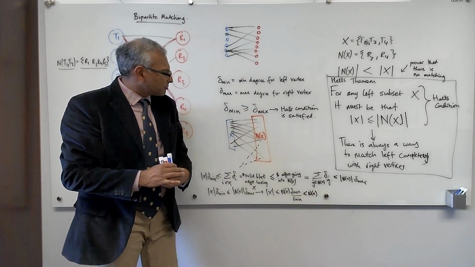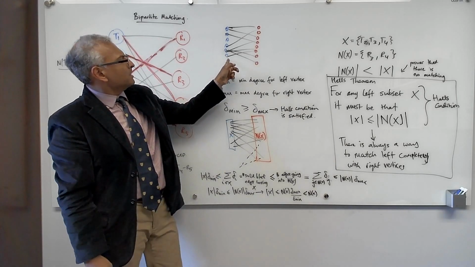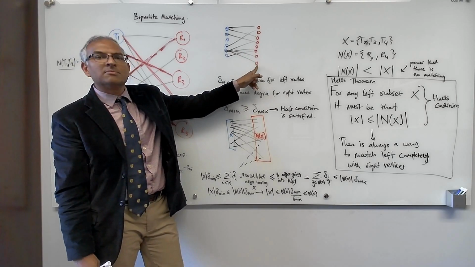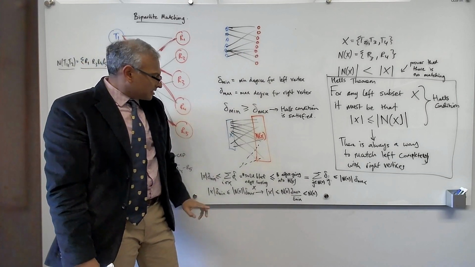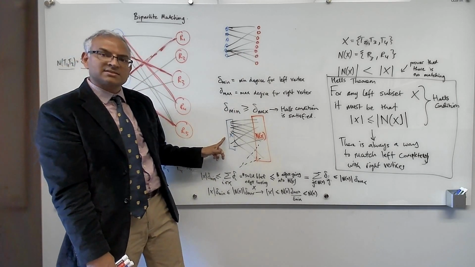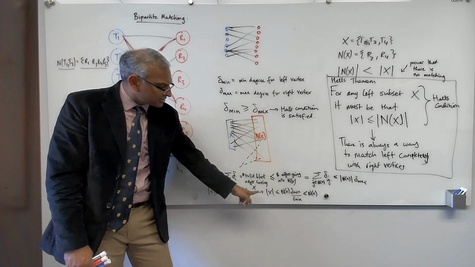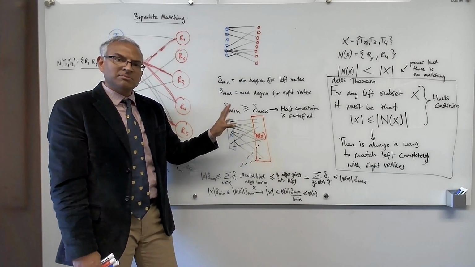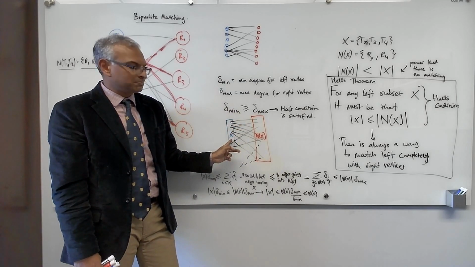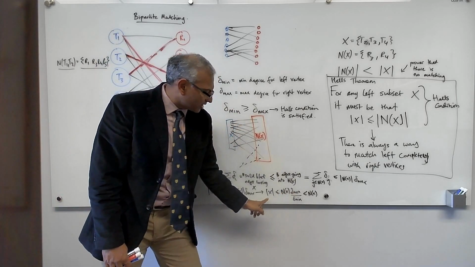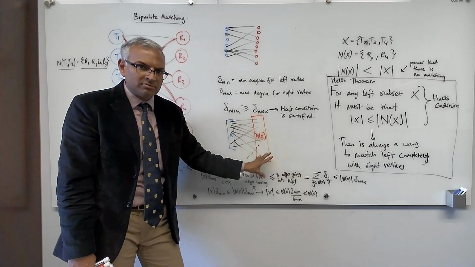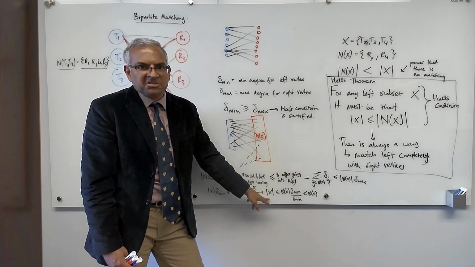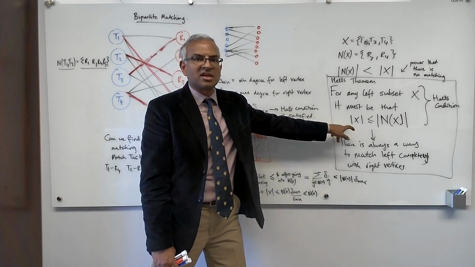So let's see what we have proved. We have proved that if the minimum left degree is at least as large as the maximum right degree, then for any subset X, the size of X is at most the size of the neighborhood. And we didn't make any assumptions about which subset you pick. So this holds for any subset X. This means that Hall's condition is satisfied.